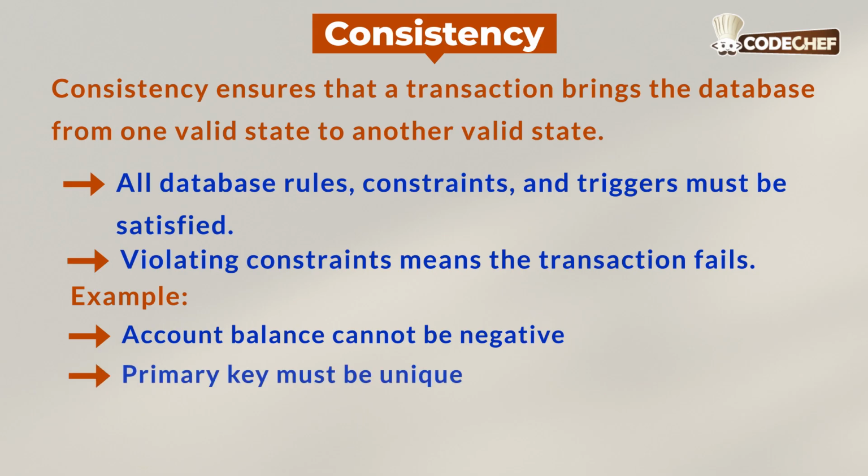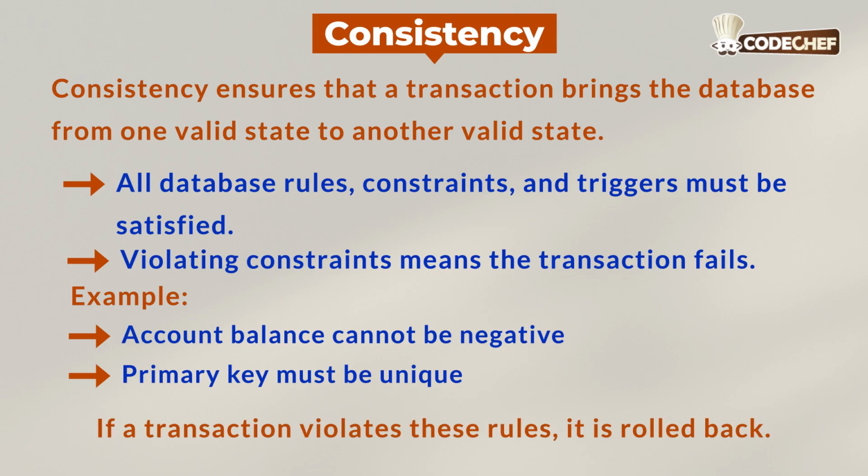Secondly, primary key must be unique. So we have learned about keys in our past lessons. Primary key is something that is used to uniquely identify a record. Therefore, it has to be unique always. So if a transaction violates these rules, it is rolled back.